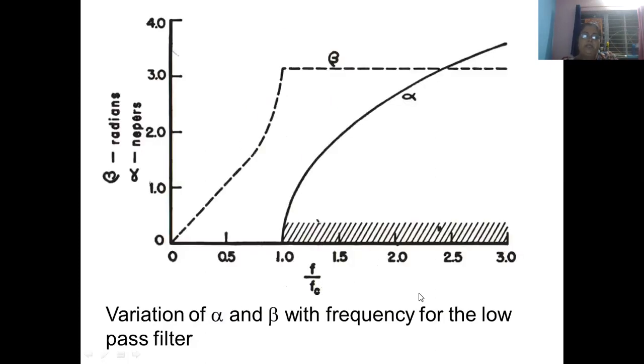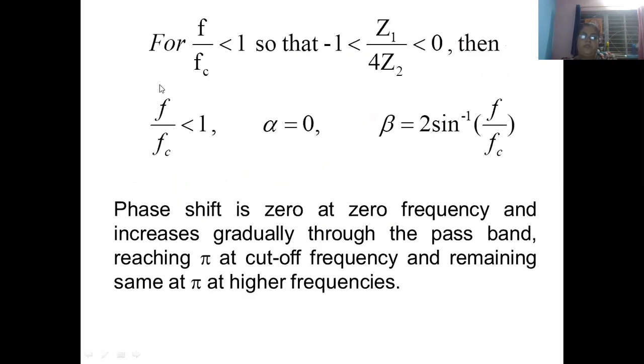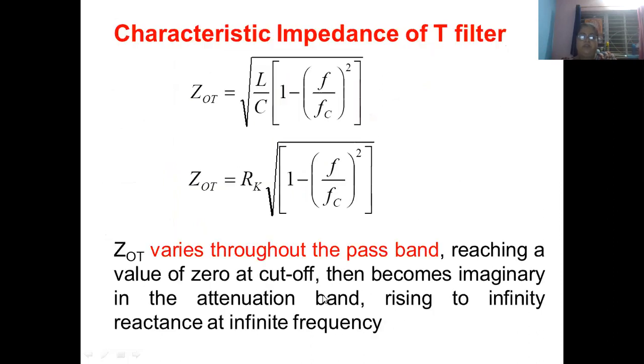Variation of alpha and beta with frequency for the low pass filter. We have shown the alpha, which is the attenuation constant. In the pass band, its value is 0 and it tends to infinity in the stop band. The phase changes linearly in the pass band and remains constant in the stop band. The phase shift is 0 at 0 frequency and increases gradually through the pass band, reaching pi at the cutoff frequency and remaining at pi at higher frequencies.